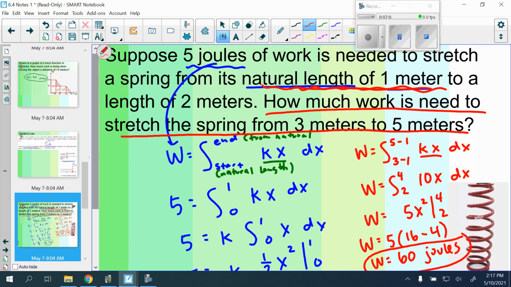Okay, so the big thing when you're doing these, you got to be careful with your limits here. Don't just put in 3 to 5 if the natural length of that is 1. It's got to be the starting length from the natural and the ending length from the natural state. So if that is already a length, you need to subtract to find those new ones.